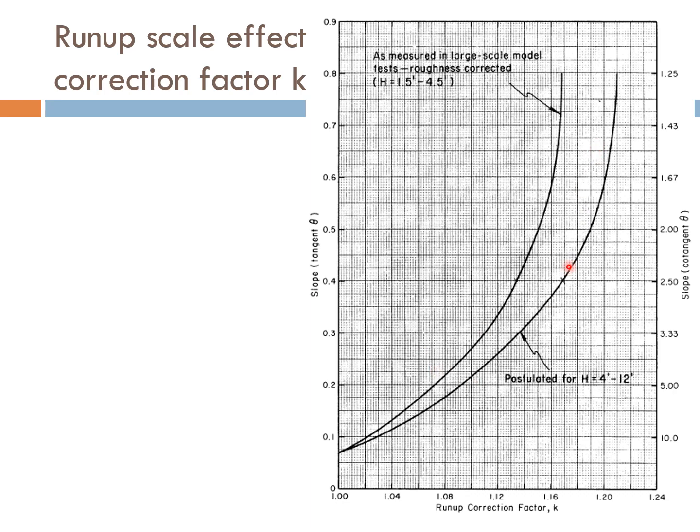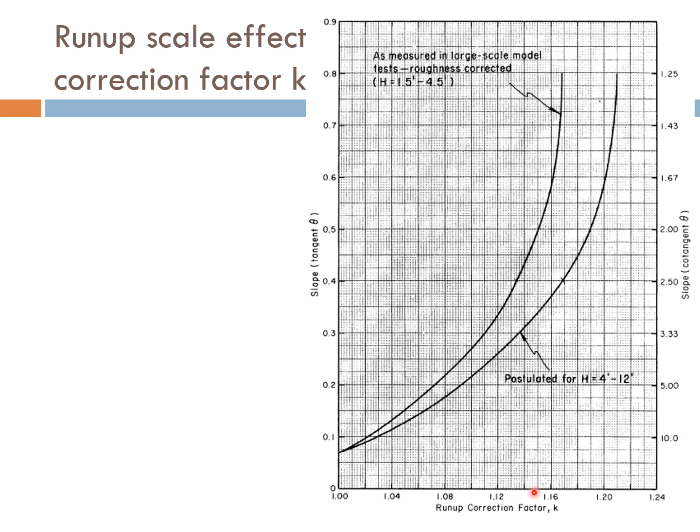Now we have two curves here. This first curve is measured from large scale model test, whereby the wave height ranges from 1.5 to 4.5 feet. So these are experimental data. So if our problem falls within this scale, this magnitude of wave, then we can use this curve to obtain the correction factor. So by knowing our tangent theta or the pitch slope, we choose the curve, we read the k value.